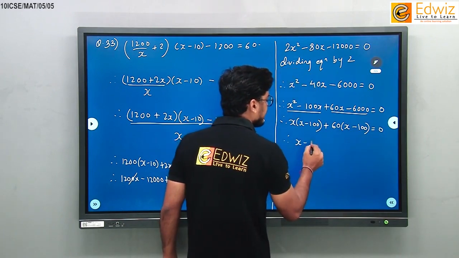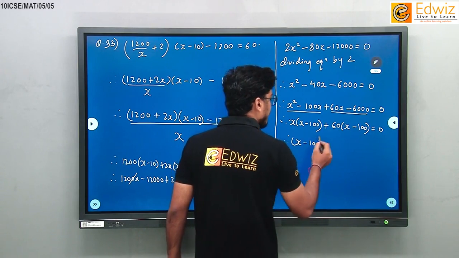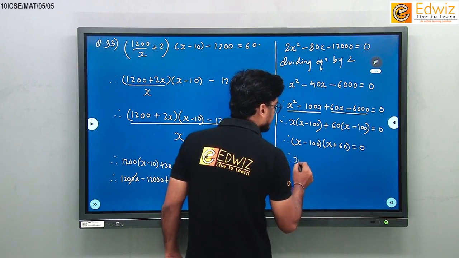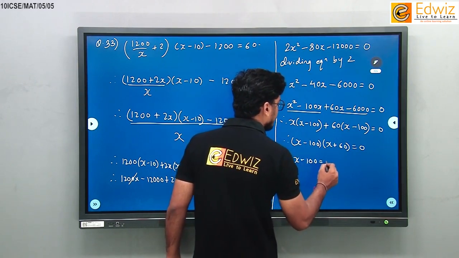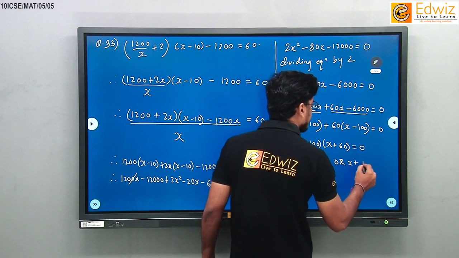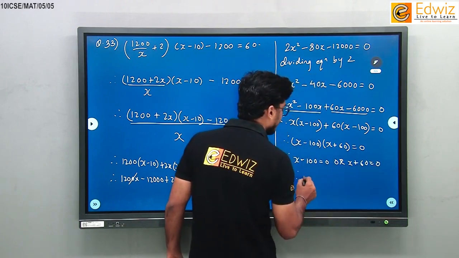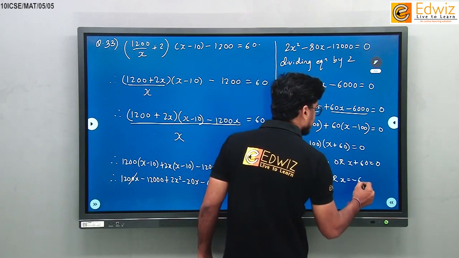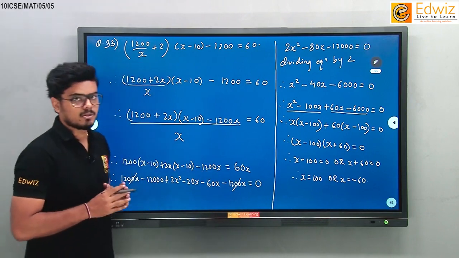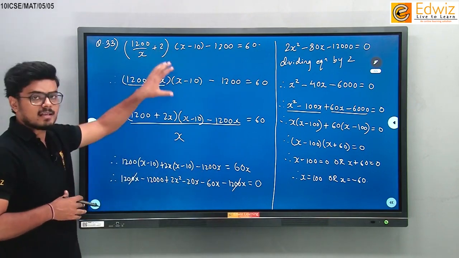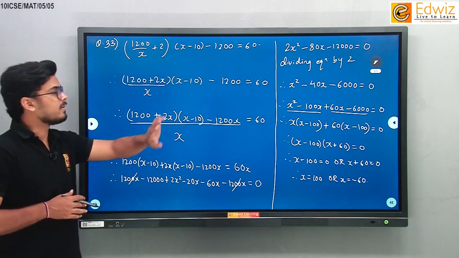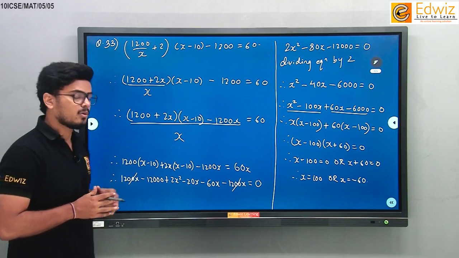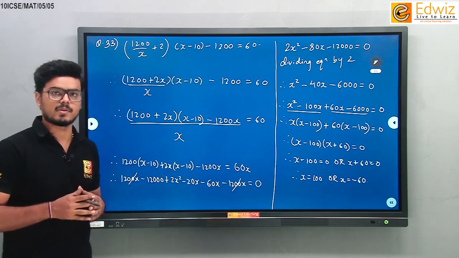So one bracket is x minus 100, which is common here, and the other bracket is x plus 60, which means x minus 100 will be 0 or x plus 60 will be 0. The solution for x is either positive 100 or negative 60. This is the solution. So all we did here is bring the equation to its standard form and solve, like all the previous questions that we have solved in this exercise. Now I'll give you 1 minute to note this down, then we'll move on to the next question.